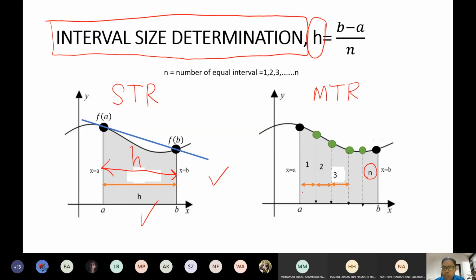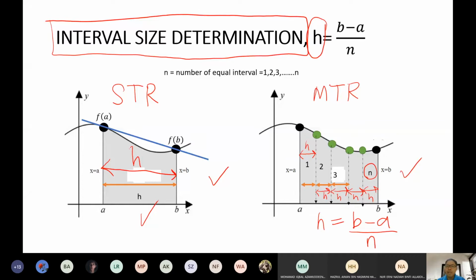So what is h in this diagram? h is defined from this to this. This is your definition of h. So each of them will have a similar h. And in order to find the formula for h for the multiple trapezoidal rule, the formula can be expressed by deducting your lower limit from your upper limit, and dividing by the number of equal intervals n.